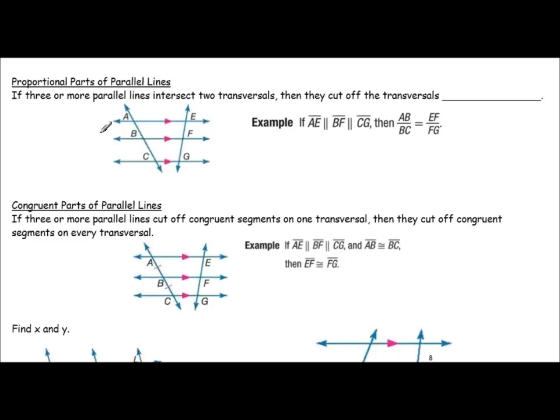You also have proportional parts of parallel lines. So if you have a set of parallel lines, 1, 2, 3 lines that are parallel, then you can say that the parts that they create, AB, BC, EF, and FG, are going to be proportionate. So they cut off their transversals, this transversal, proportionally.